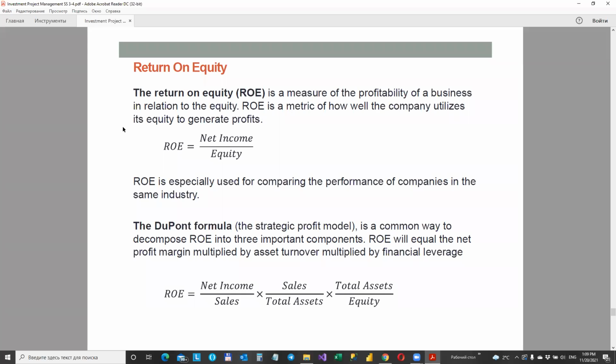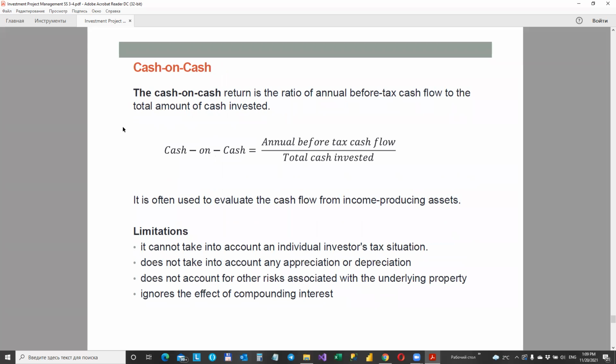And the third performance indicator, very often used in real estate and project financing, is the cash on cash. Cash on cash return is a ratio of annual before-tax cash flow to the total amount of cash invested, expressed as a percentage. It is often used to evaluate the cash flow from income-producing assets.